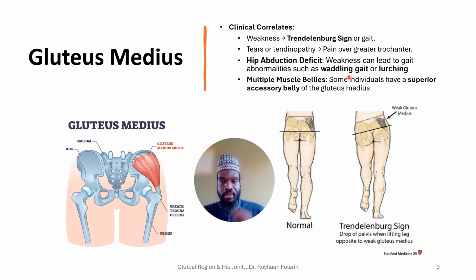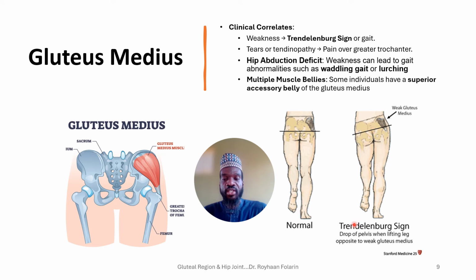Clinically speaking, damage to the superior gluteal nerve will therefore cause the Trendelenburg sign, which is when you have the pelvis dropping on the contralateral side during walking. It's not a normal thing. For a normal person, there is no pelvic drop on the contralateral side while walking. But a person with a weakness in the superior gluteal nerve will have such a challenge.